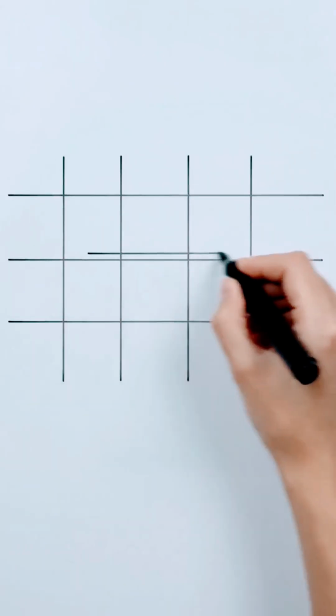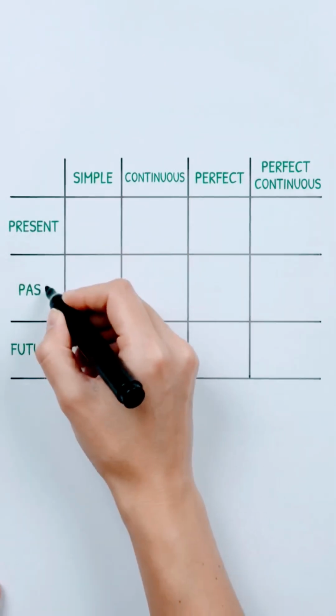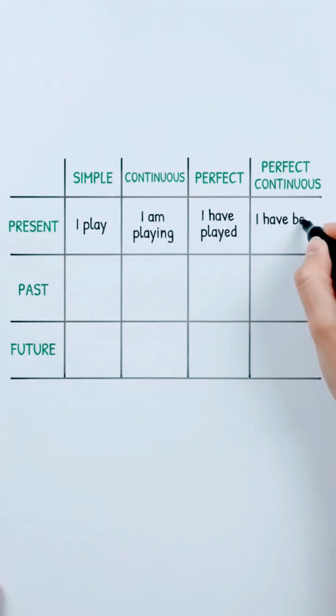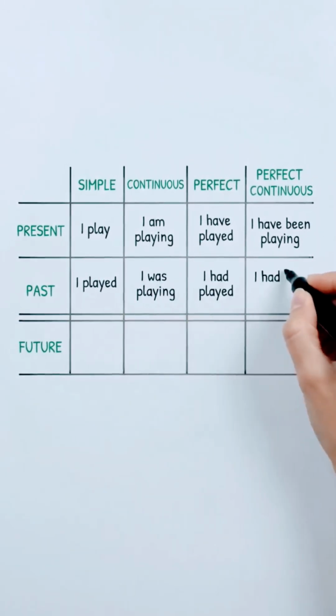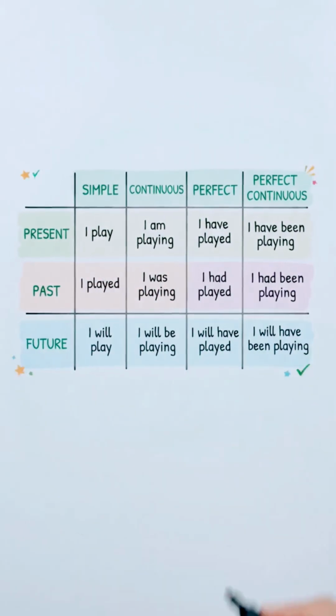Let's master the English verb tenses. We have present, past, and future, and perfect continuous. Here is how you use the verb play. Save this chart for your next revision.